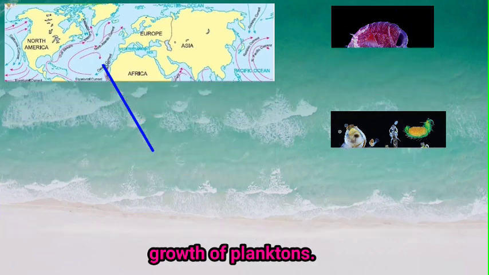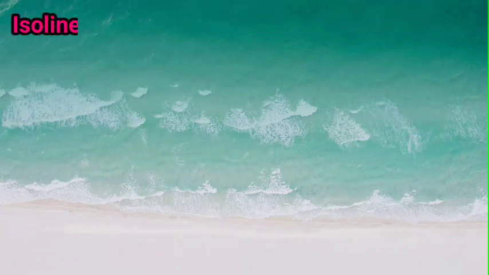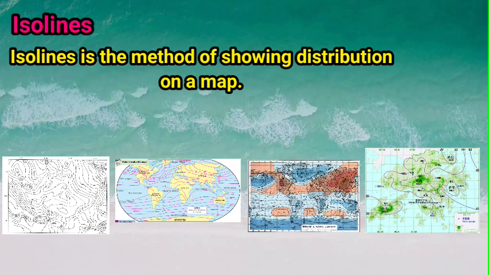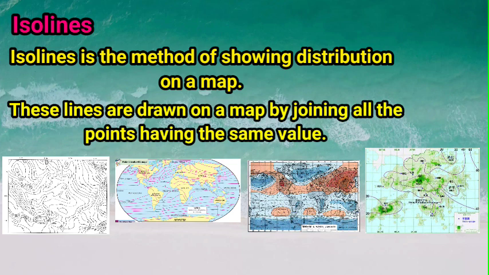Next we are going to learn about isoline. There are a number of methods of showing distribution on a map. One of these methods is called isoline. Due to this method, the characteristic distribution of a component stands out vividly. Isolines can be drawn using statistical information about natural factors. These lines are drawn on a map by joining all the points that have the same value. The distribution on a regional or global level can be shown using isolines of different factors.